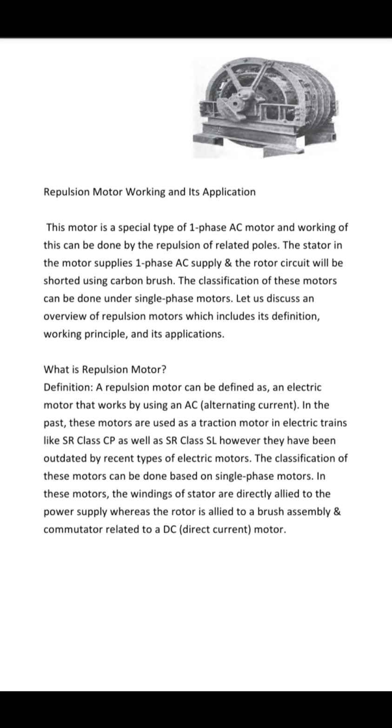What is a repulsion motor? Definition. A repulsion motor can be defined as an electric motor that works by using AC, alternating current. In the past, these motors were used as traction motors in electric trains like SR class CP as well as SR class SL. However, they have been outdated by recent types of electric motors.